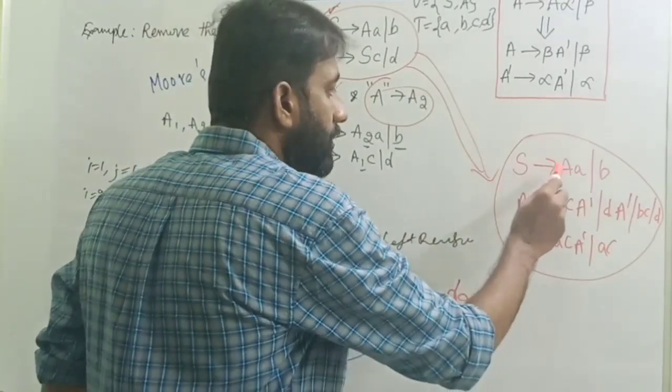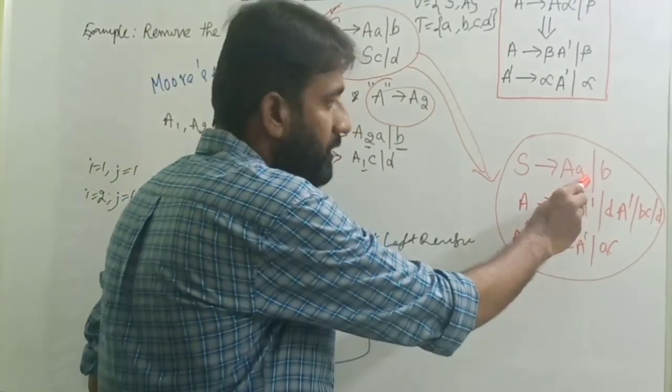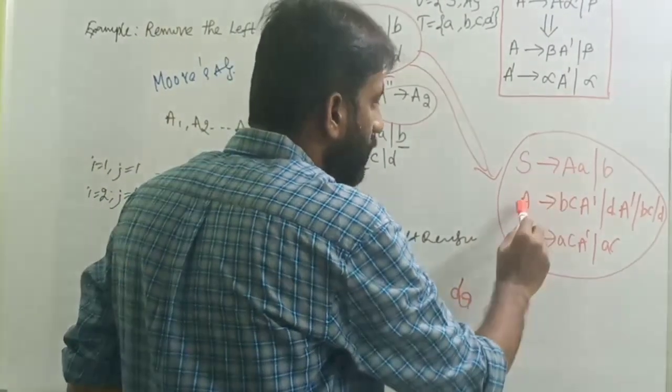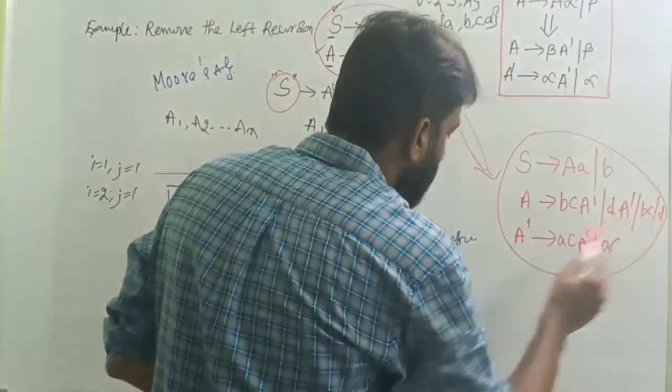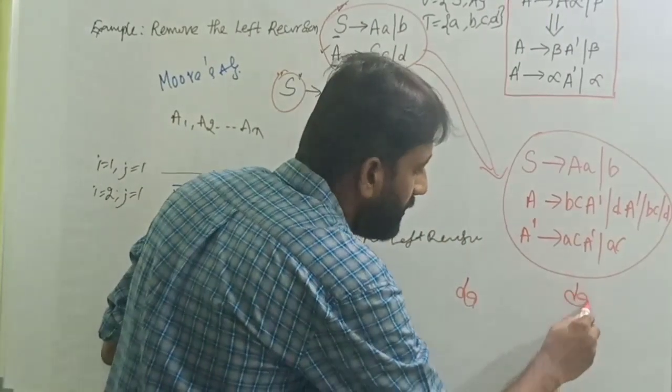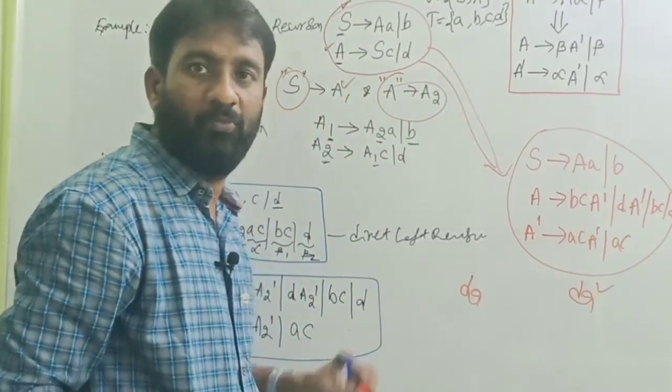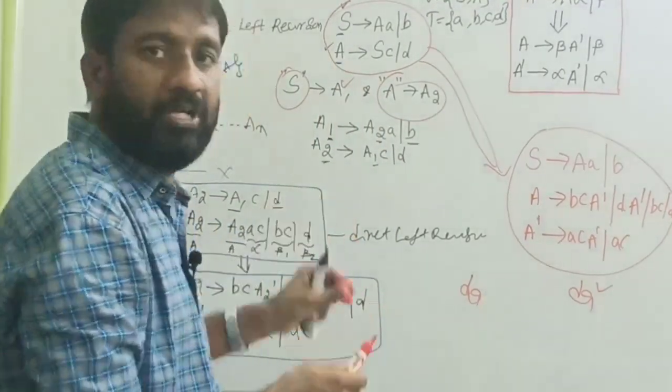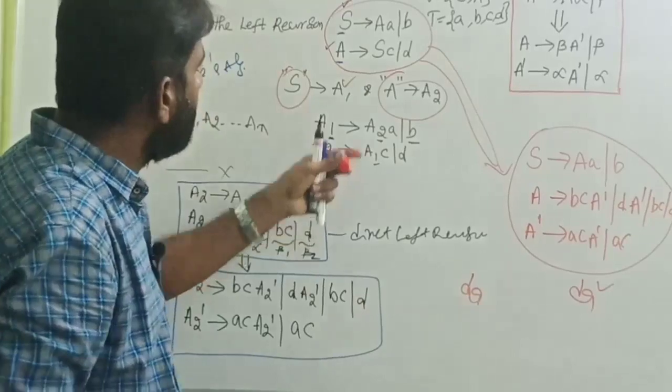So how does it generate DA? S tends to AA. Then A can be replaced with D. Now it also generates DA. Correct. Both are generating the same thing. That's why both are equivalent. Then we can try with another one also.